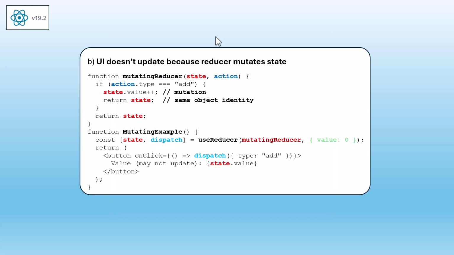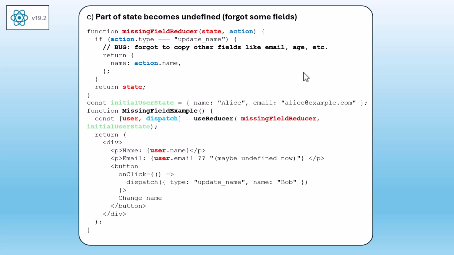Dispatching an action but UI doesn't update. If the reducer returns a value that is strictly equal, by identity, to the previous state, React will skip the re-render. This can happen if you mutate the existing state object rather than returning a new one. Always return a new object or array when state changes. Part of state becomes undefined. Often this means you returned an object missing some fields from previous state. You forgot to include them. Ensure your returned state includes all relevant fields, either by copying them forward or structuring accordingly.